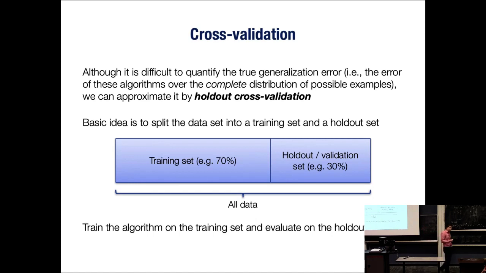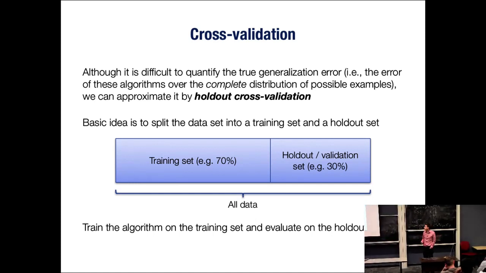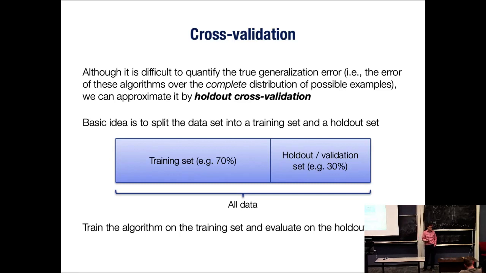The idea is actually very, very simple. Even though it is hard to compute the exact true generalization performance, which would be over the true distribution of examples, we can approximate it using a finite data set. This is a technique called holdout cross-validation. The idea is very simple, and probably what all of you have been expecting all along with all this.